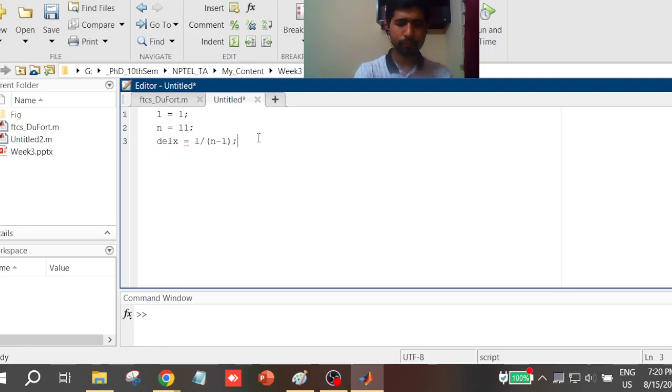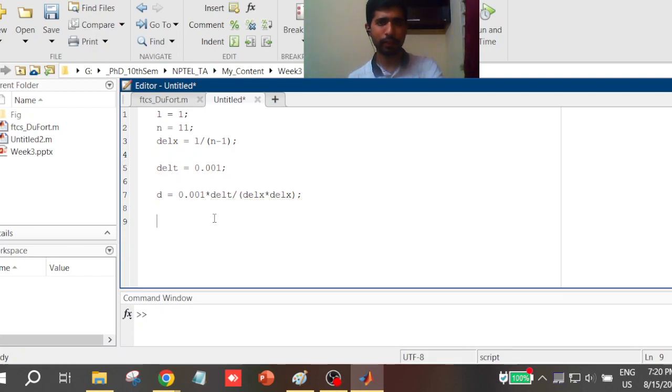I can change this at any moment, which is why I write L is equal to, n is equal to, so and so, in general. One more thing I have to define is delta t. That is also very important, because I am solving a transient equation. Now, what is d? Alpha into delta t by delta x square. These are the pre-processing things which I have to do.